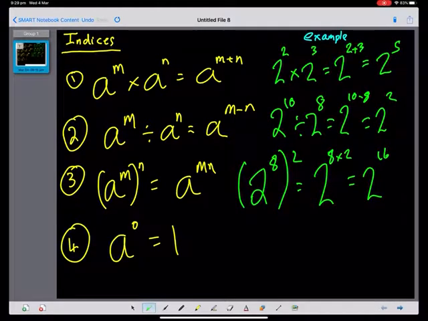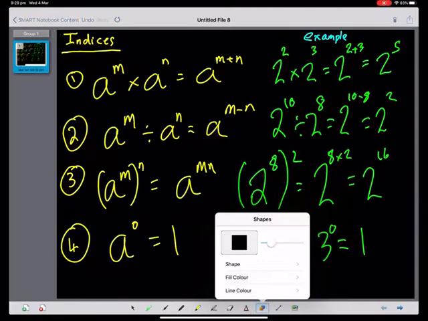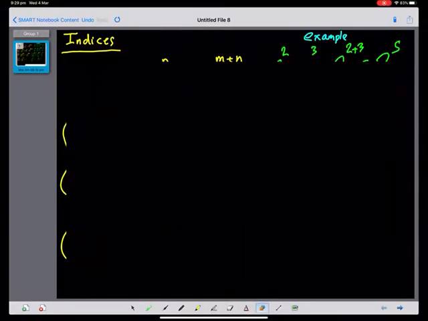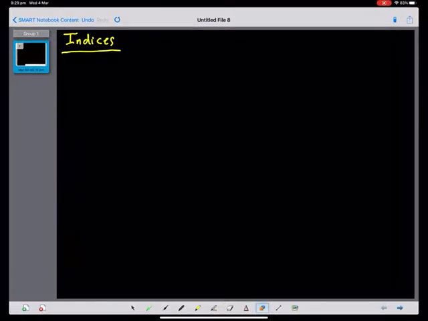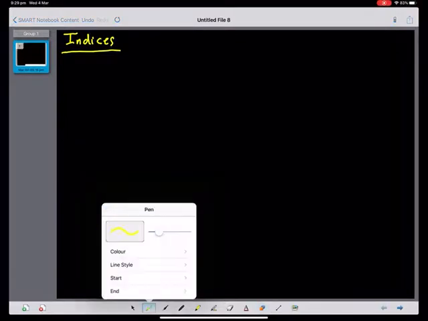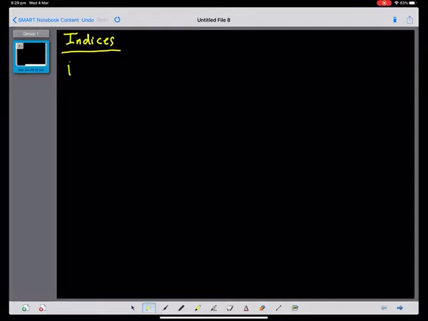And here, we've got anything to the power of 0 is 1. So 2 to the 0 is 1, 3 to the 0 is 1, and so on. Okay, so let's take a closer look at each index law. Okay, so why does a to the m multiplied by a to the n equal a to the m plus n? So let's use a numerical example.